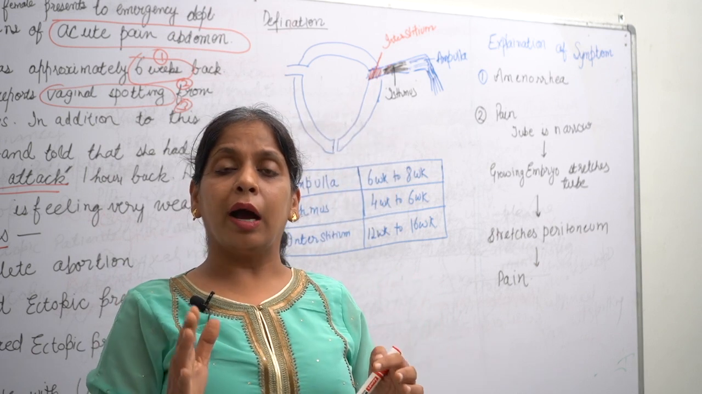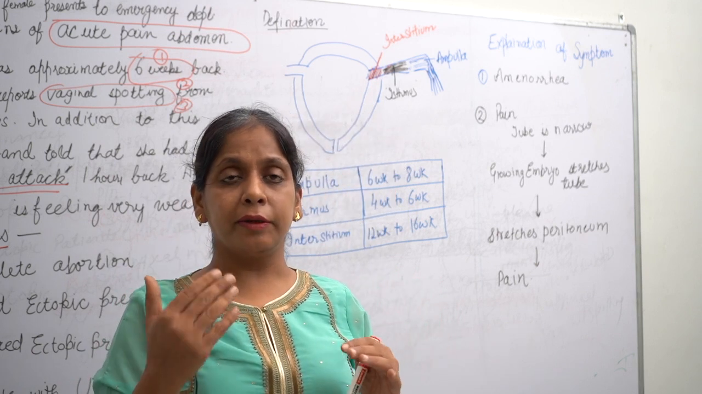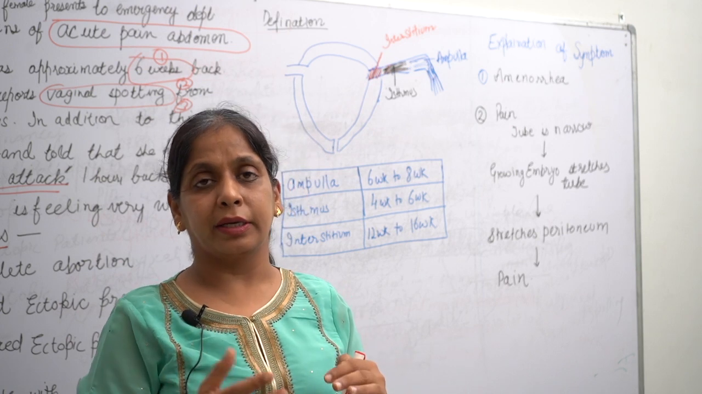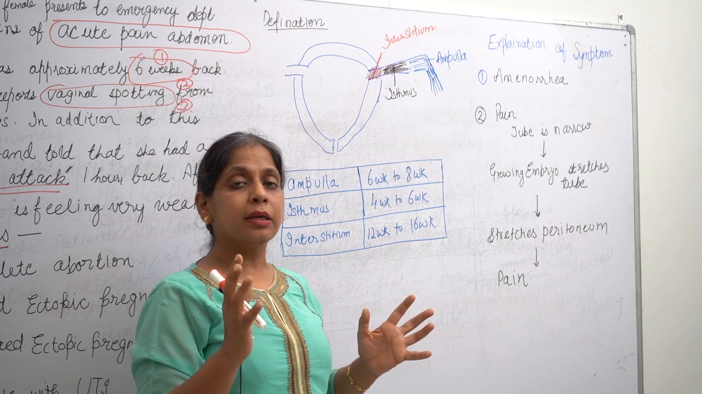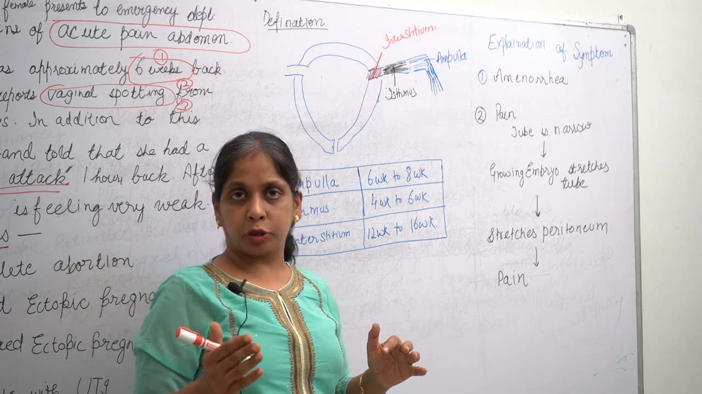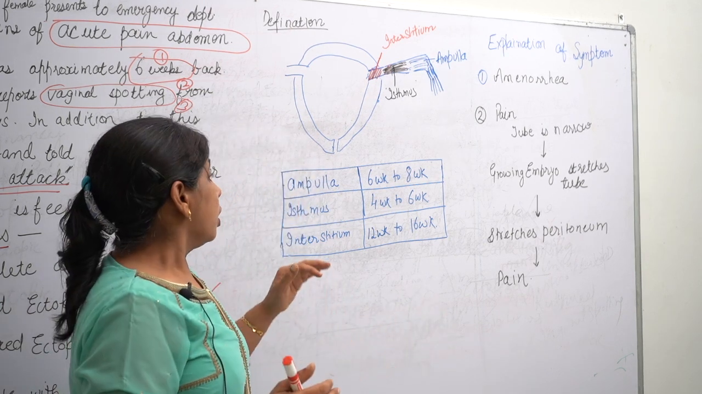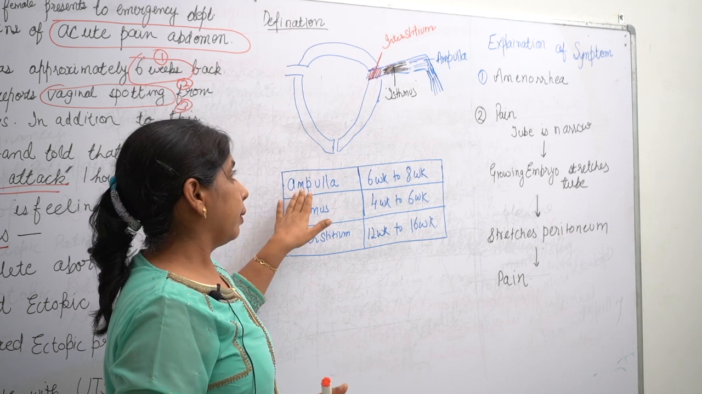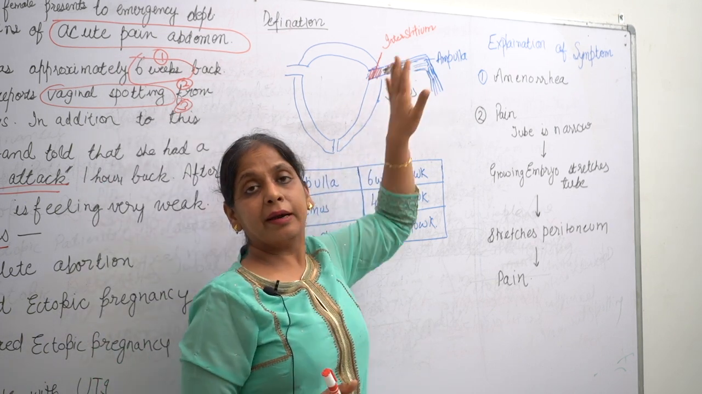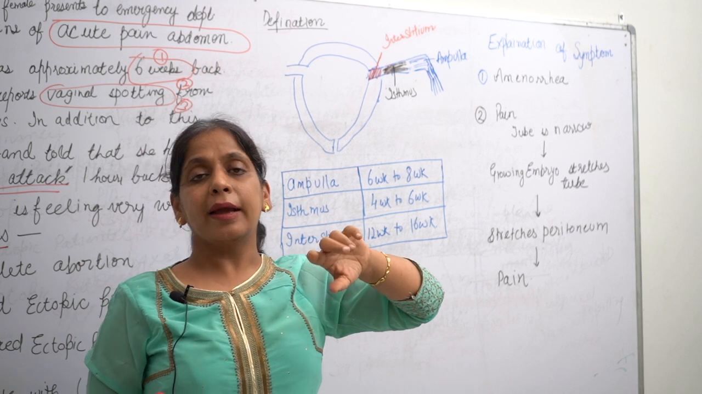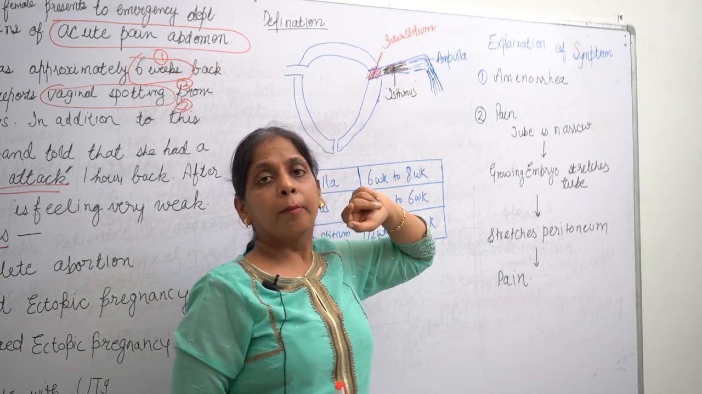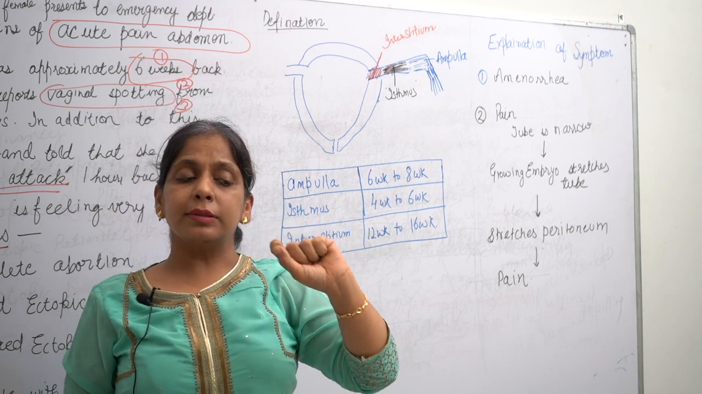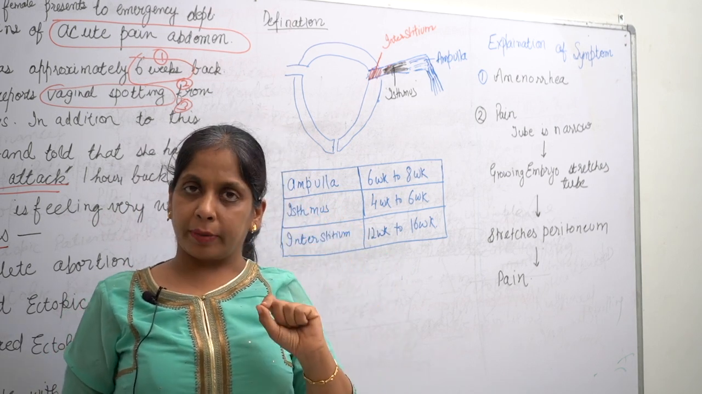Now I will explain the different sites of ectopic pregnancy in the tube. That will tell you when the patient can have rupture of the ectopic pregnancy. Now, most commonly the ectopic pregnancy occurs in the ampulla. The ampulla is this part, the one shaded in blue. So the ampulla is the most common site of ectopic. Why?